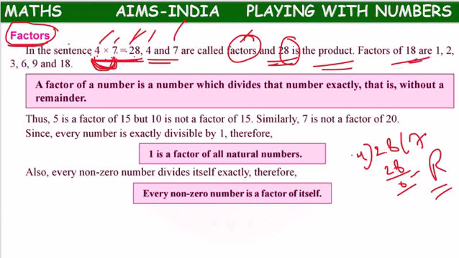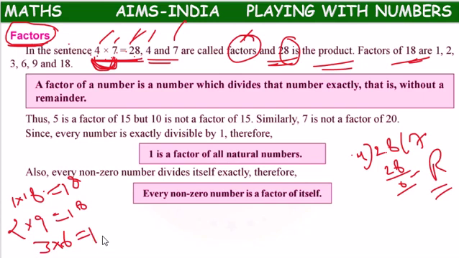If you take the example of 18, we know that 1 into 18 equals 18, or 2 into 9 equals 18, or 3 into 6 equals 18. This means 18 can be written in 3 different forms: 1 into 18, 2 into 9, 3 into 6.